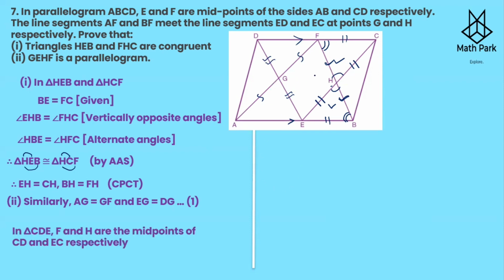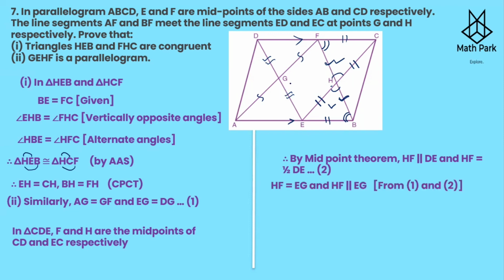Now in triangle CDE, F and H are the midpoints of the sides CD and CE respectively. Therefore, FH is parallel to DE and FH is equal to half DE. So this is how you get FH is equal to GE, because half of DE is nothing but GE. So you get FH is equal to GE.